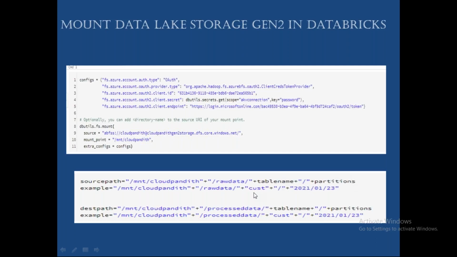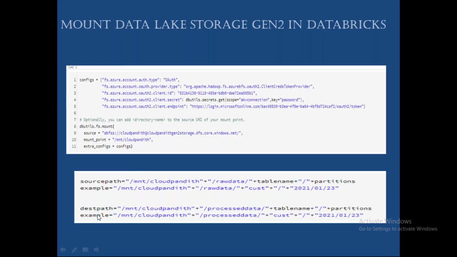See, the table name is cust, as an example I have given. Partitions: for which date do you want to process? 2021-01-23. For this particular date, I want to process the data. So I'm going to get this 2021-01-23 partition dynamically. The table name also I'm going to get dynamically. Cust is the table name that I'm going to get dynamically. So this is my source path.